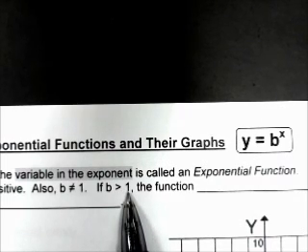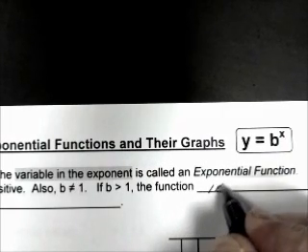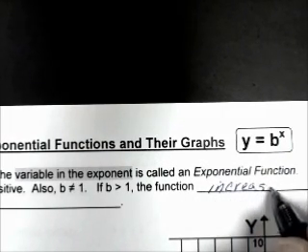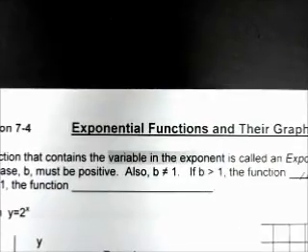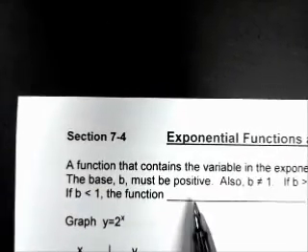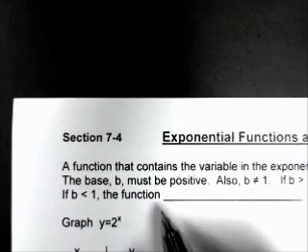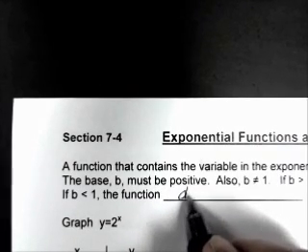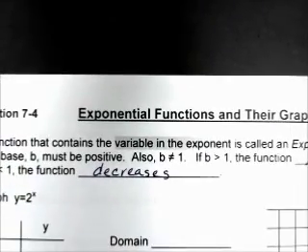If b is greater than 1, like the numbers 2, 5, 10, the function increases, and it would be a curve that increases upward. If b is less than 1, now remember, b has to be positive, so it has to be greater than 0, but if it's less than 1, like a fraction of 1 half, 1 third, 2 thirds, 1 quarter, the function decreases. And the curve would be decreasing.